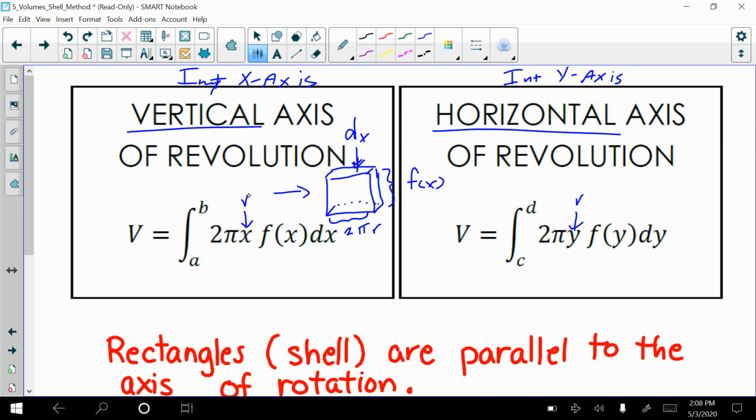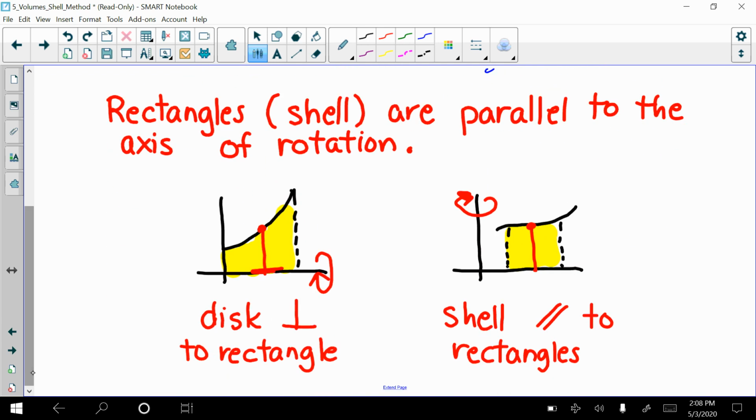And the 2 pi, if you want, you could take either of these expressions and pull the 2 pi out as a constant. And then you would just say y times f of y times dy, like that. And that's really how I'm going to be working out the examples: I'm going to pull the 2 pi out as a constant. Okay, and here's a little bit more extra information: the rectangles that you're using are going to be parallel to the axis of rotation, like what you see in the diagrams here.